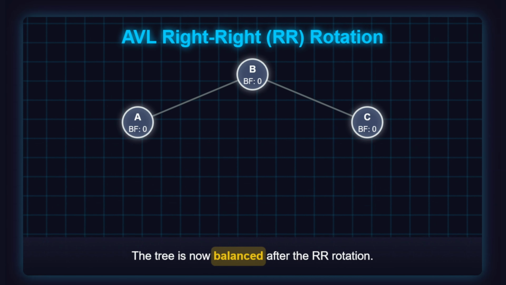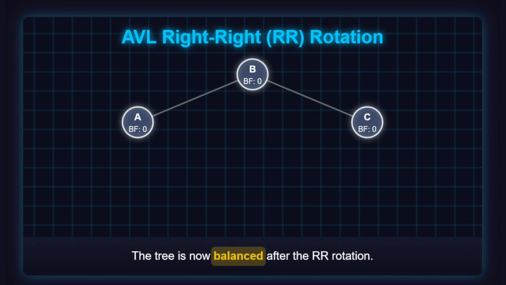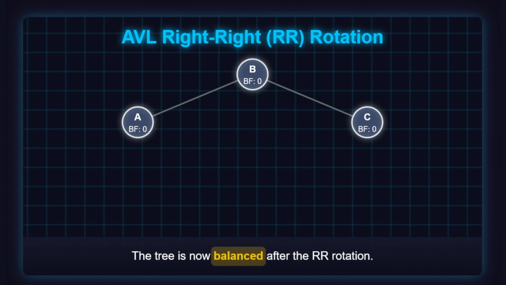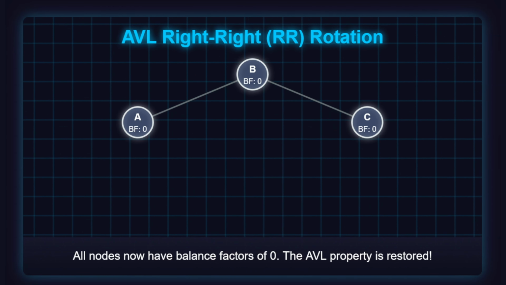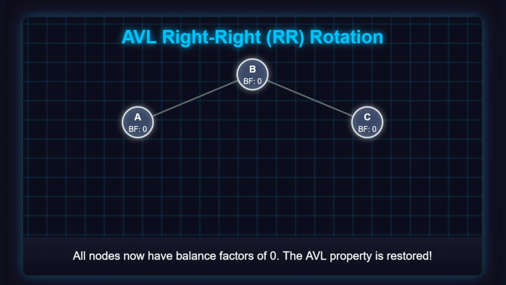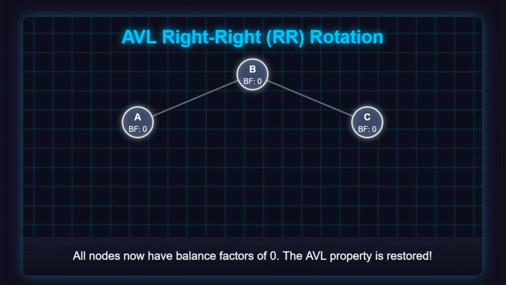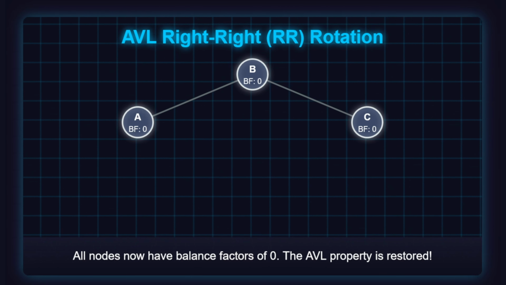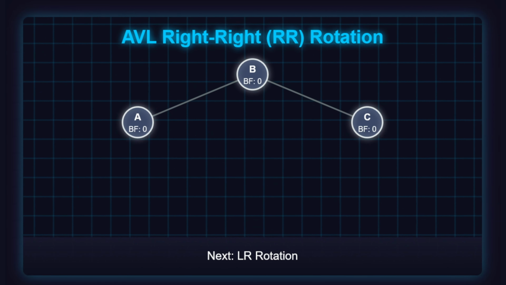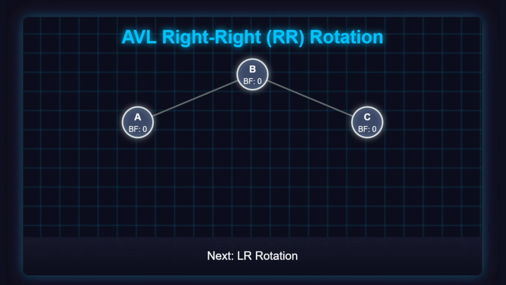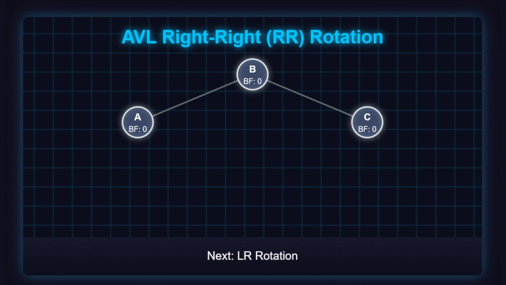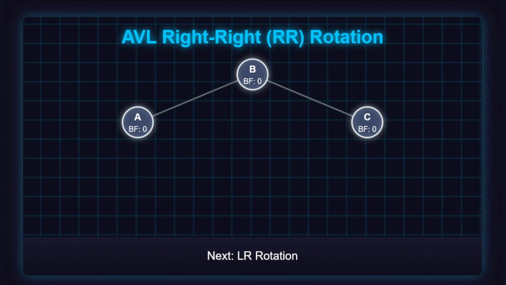Node B is the new root with A as its left child and C as its right child. Node A has no children, so its BF is 0. Node C has no children, so its BF is 0. Node B has A and C as children, both with height 1, so its BF is 1 minus 1, which equals 0. All nodes now have balance factors of 0. The AVL property is restored. This is how an RR rotation fixes an AVL tree.